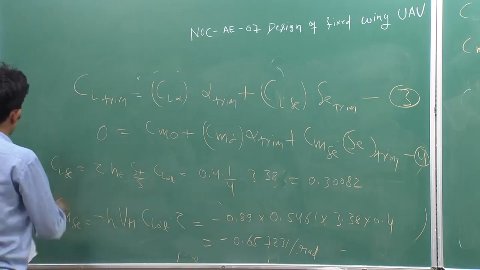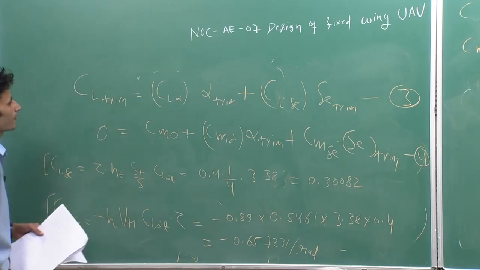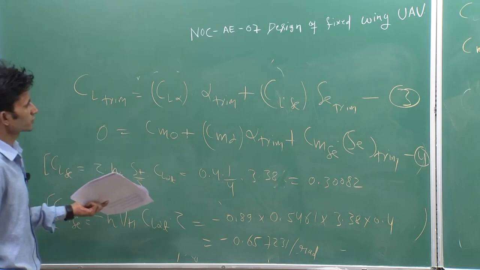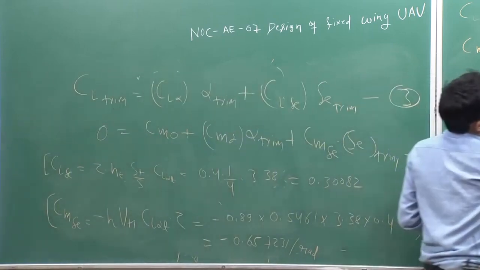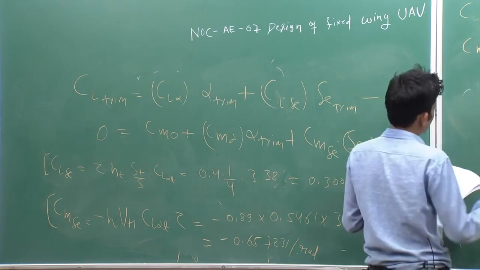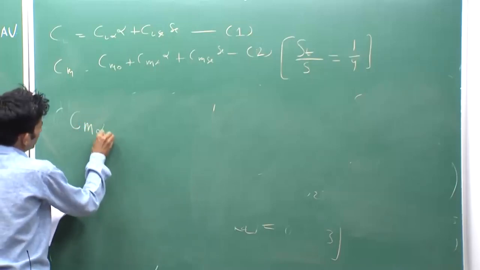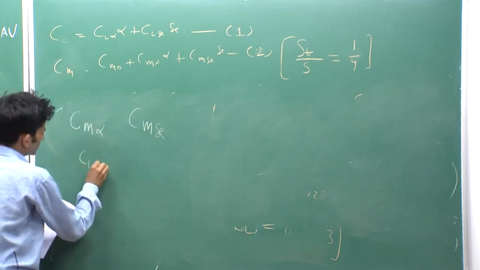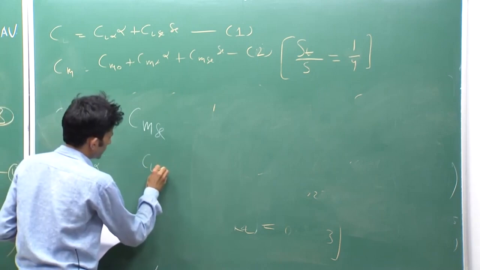So you know CL delta E, you know CM delta E. So you have two equations and two unknowns, you can solve easily. But if you write equations 3 and 4 in matrix form, then it will be very easy to solve. So let us write equations 3 and 4 in matrix form. What you will get: Cm alpha, Cm delta E, Cl alpha, Cl delta E.